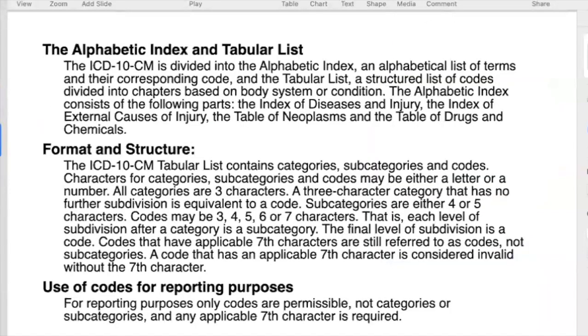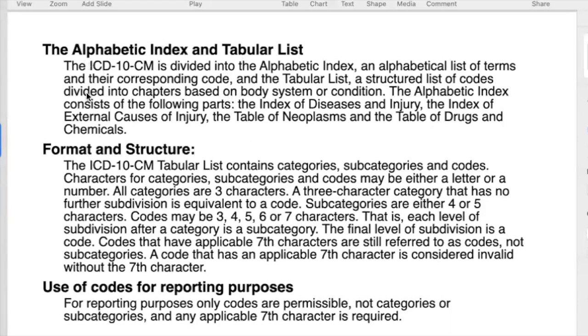Okay, so next up, let's read here. The alphabetic index and tabular list. The ICD-10-CM is divided into the alphabetic index, an alphabetical list of terms and their corresponding codes, and the tabular list, a structured list of codes divided into chapters based on the body system or condition. The alphabetic index consists of the following parts: the index of diseases and injury, the index of external causes of injury, the table of neoplasm, and the table of drugs and chemicals.